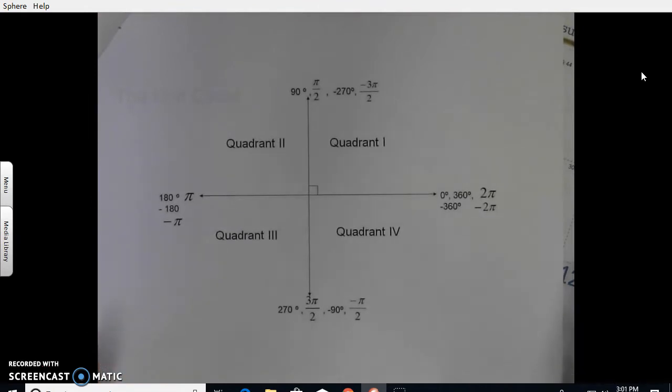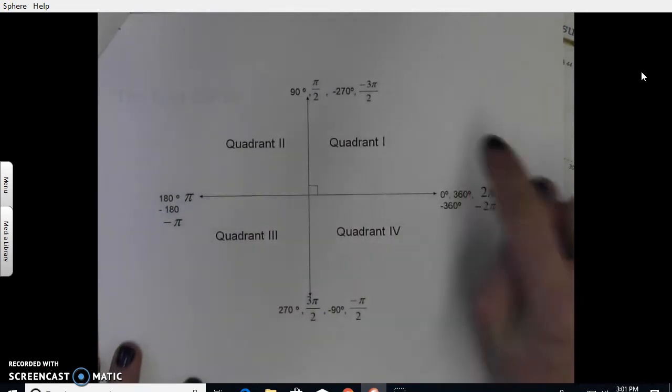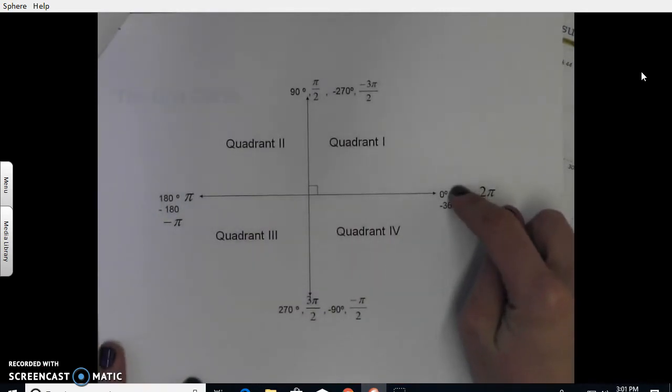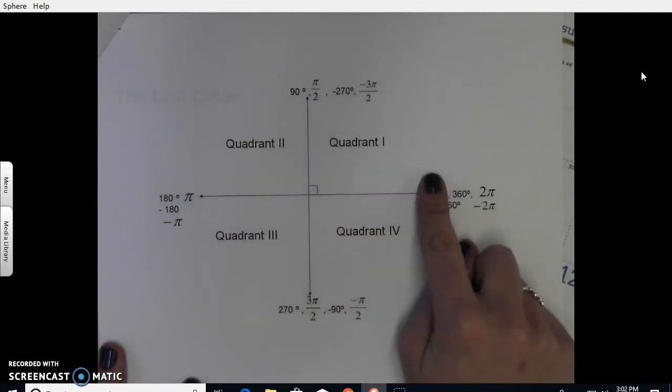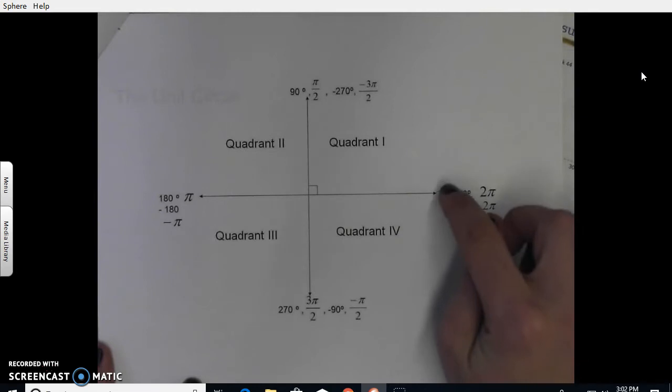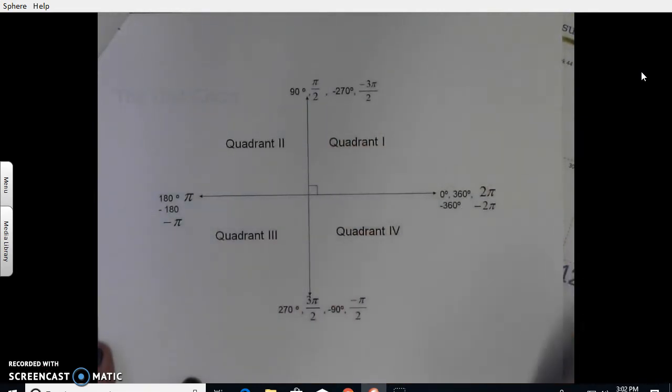First, we have our coordinate plane broken up into quadrants 1, 2, 3, and 4. We know that we start at 0 here. We go up to 90, 180, 270, and then 360. Or in radians, we would be 0, pi over 2, pi, 3 pi over 2, and 2 pi.